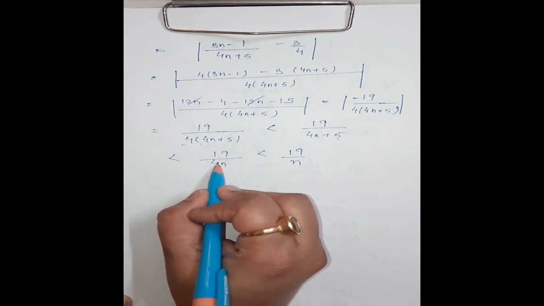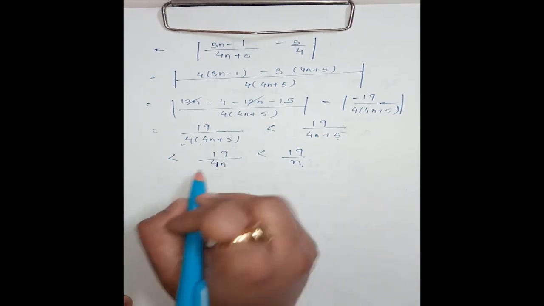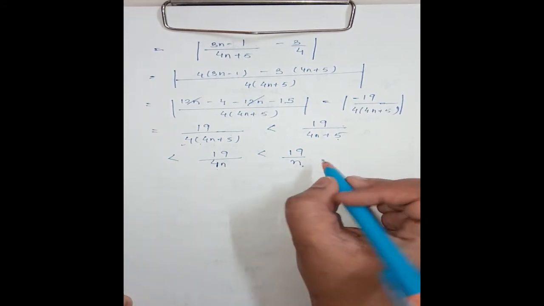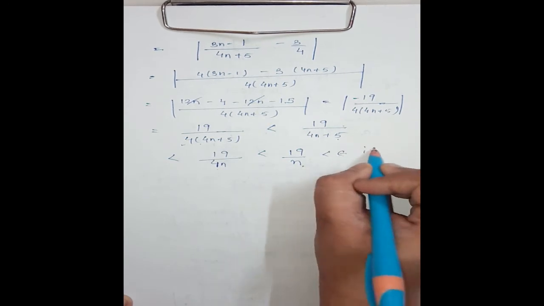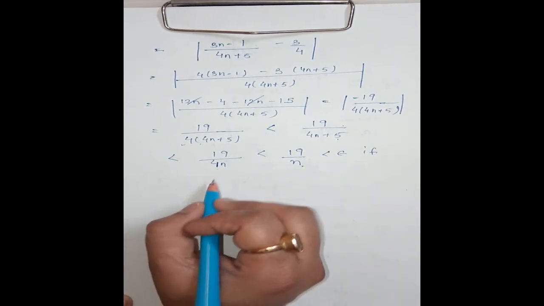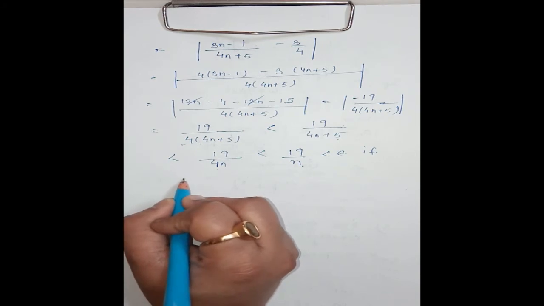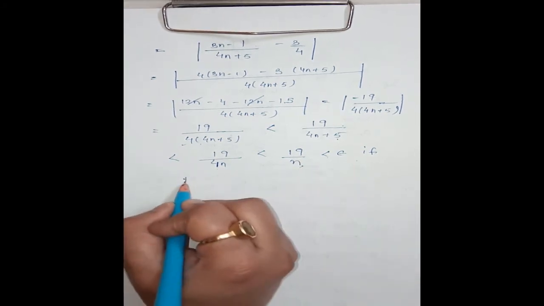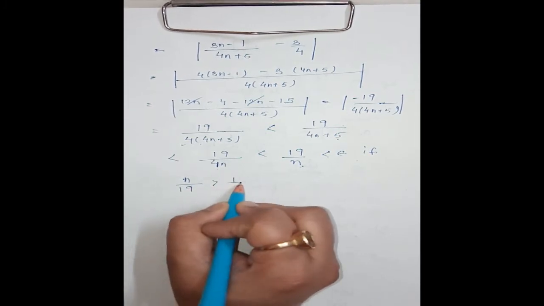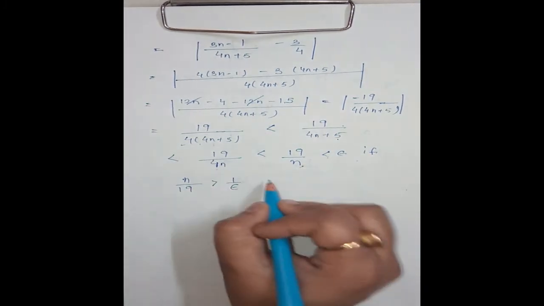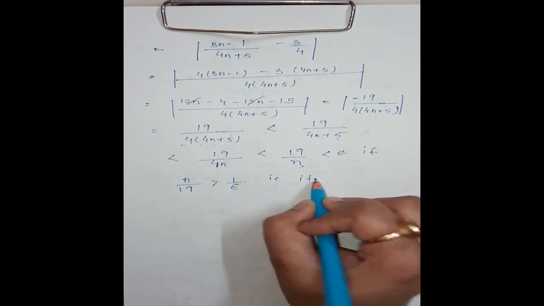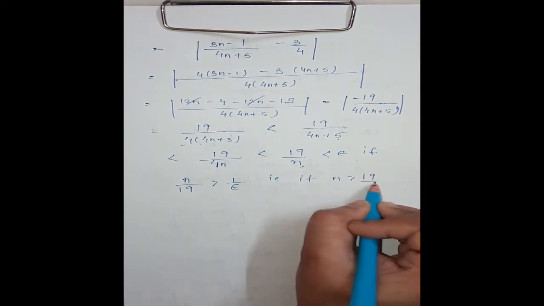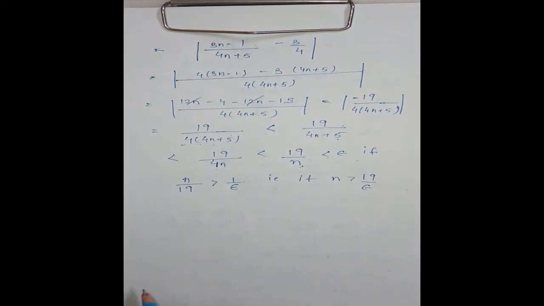Since 4n is more than n, we have this, and this is less than epsilon if 19/n is less than epsilon, if n/19 is greater than 1/epsilon. Clear? That is, if n is greater than 19/epsilon.